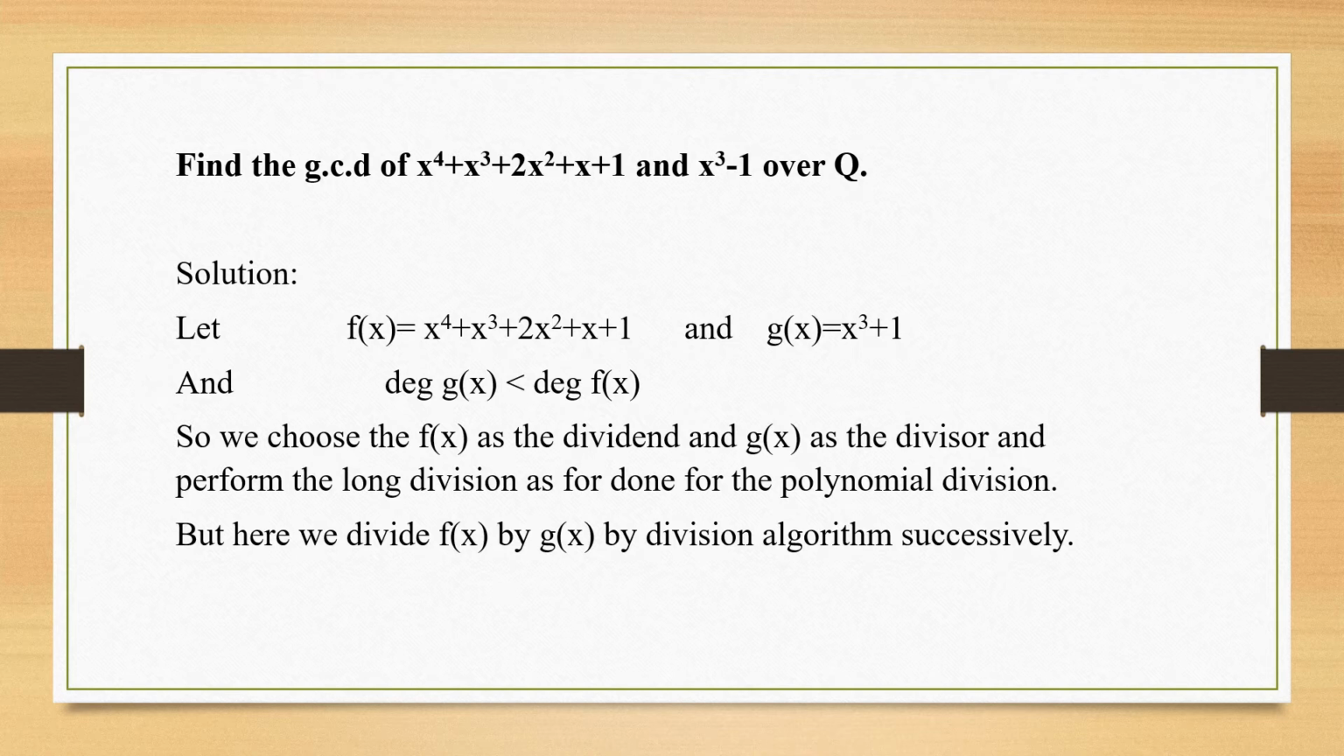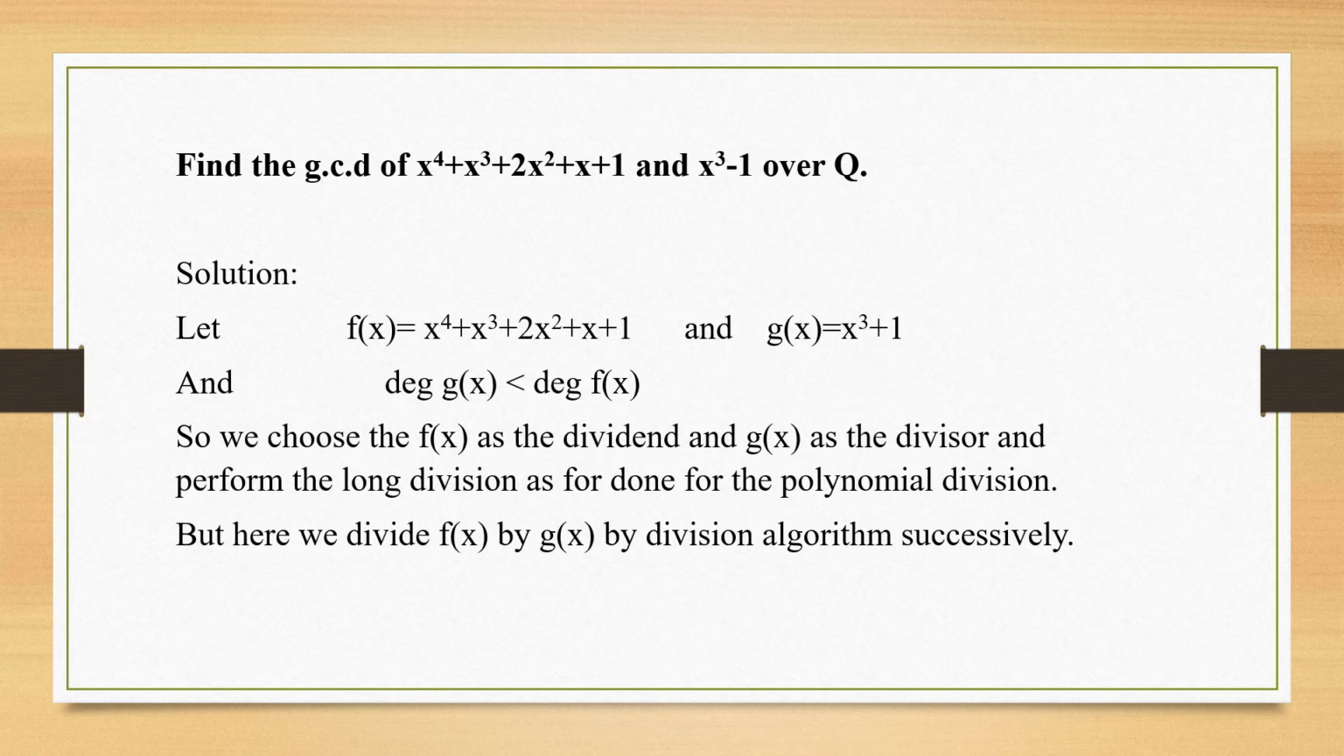So now let's get on to the problem. Solution. Let f of x be x power 4 plus x cube plus 2x square plus x plus 1 and g of x be x cube plus 1. Now I can see that the degree of g of x is less than the degree of f of x. We are just comparing, as I told you: you first need to compare these two. And the most important thing is to arrange the polynomials in descending order so that you won't face any difficulties during your division.